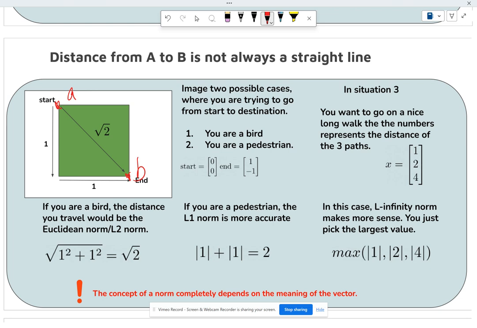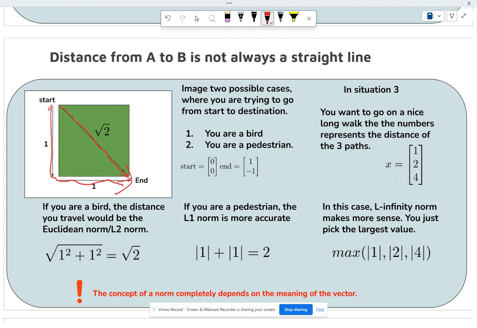Point A, point B. Now, pretend that this green thing is a building. It's just some kind of skyscraper. Now, if you are a bird trying to get from point A to point B, the distance is different than if you're a pedestrian, okay? Now, if you're a bird, you're just going to fly this way. So this is the distance, square root of 2. But if you're a pedestrian who's walking or you're driving a car, you will have to go this way.